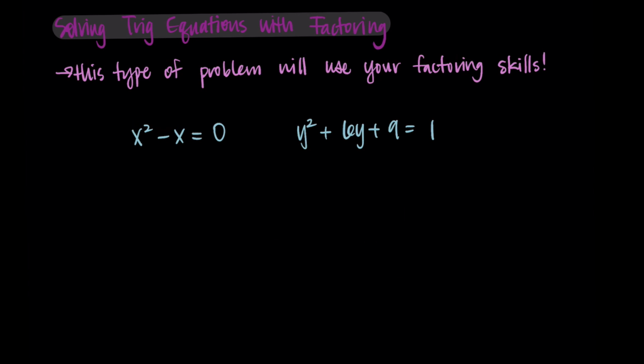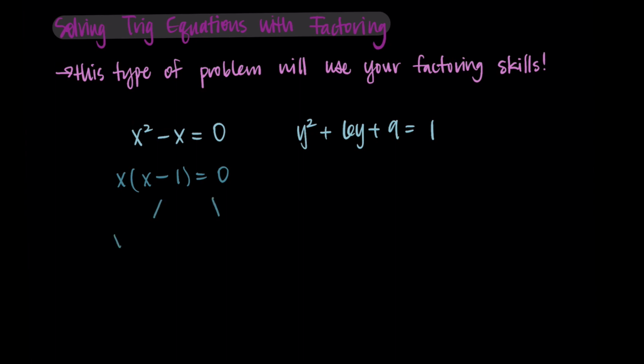So on this first example, we're going to factor out an x since both terms have an x in common. And when we do this, we get x times x minus 1, and that's still equal to 0. So we factor out the x times x minus 1. You can make sure you did that right by distributing the x back in. You'll get the x squared minus x.